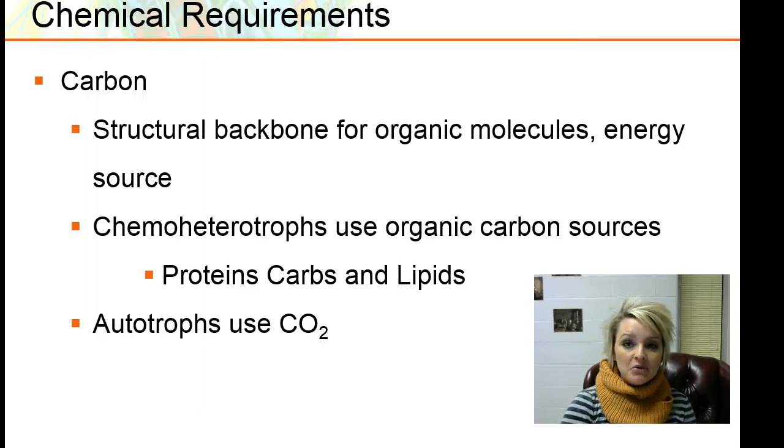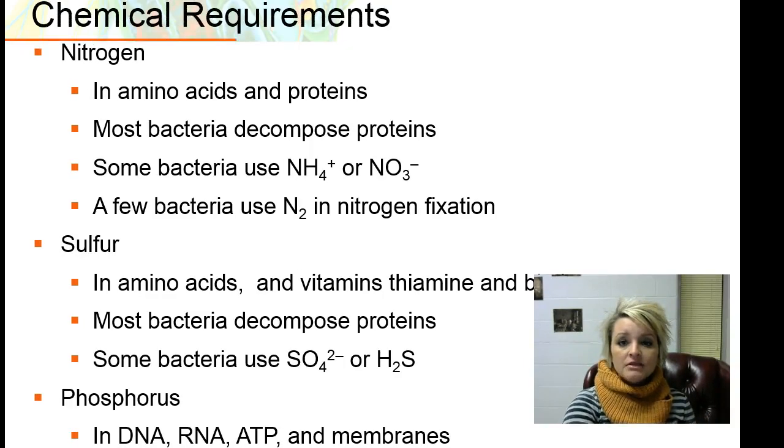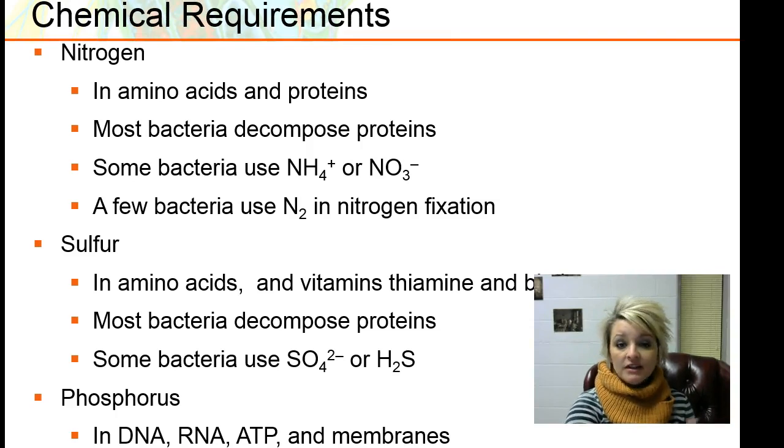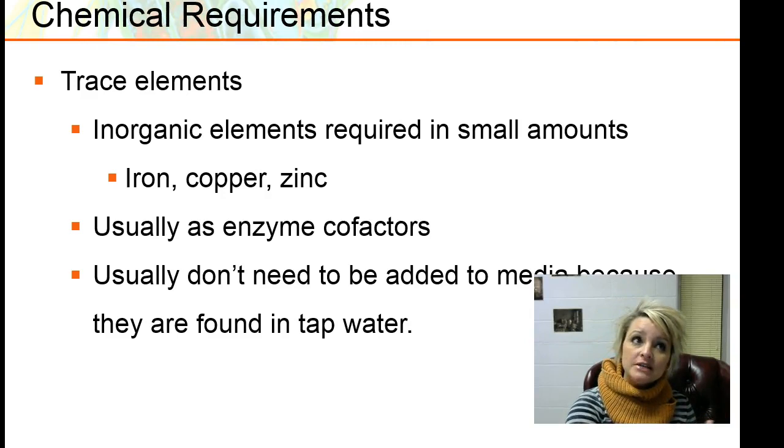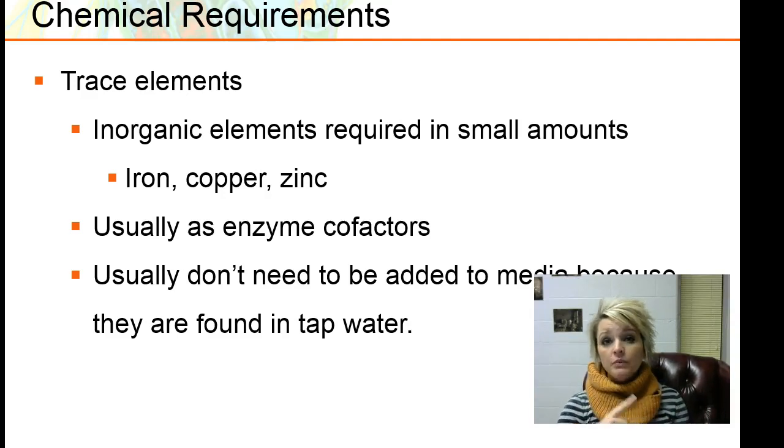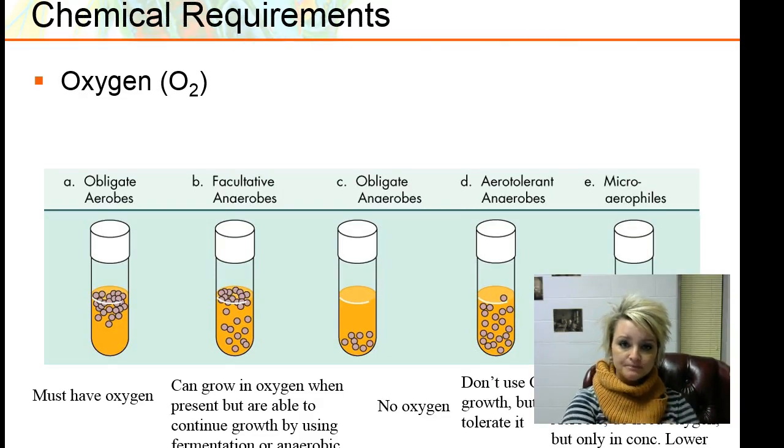When you look at chemical types of requirements, microbes have to have a carbon source. They have to have energy. They've got to utilize that carbon source in some way for energy production. They need nitrogen. They need sulfur. They need phosphorus. They need those trace types of elements like zinc and copper and iron. But let me say something about those trace elements. We actually don't have to worry about those, because when we're mixing up media for the microbes to grow on, tap water has enough of these trace elements that we don't have to worry about giving them, since microbes are so small and they need such a small type of content.